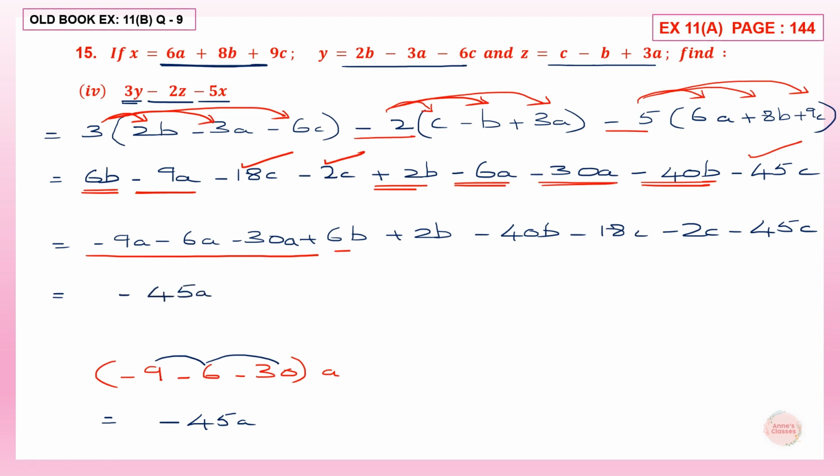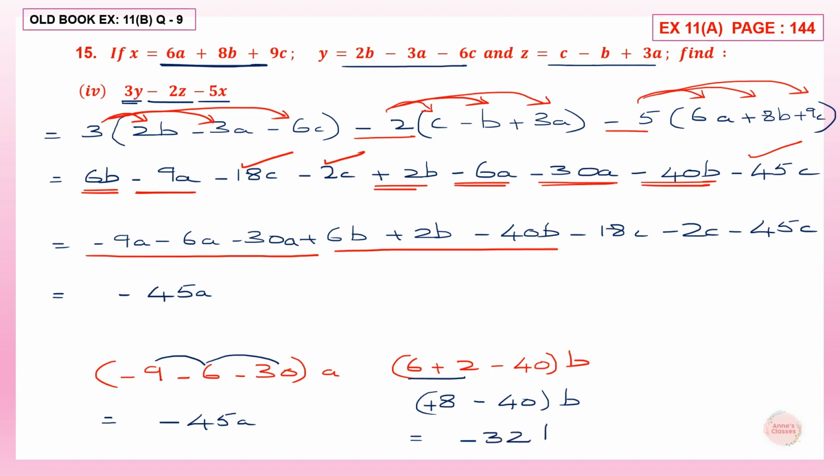Now let's go to the b's. 6 plus 2 minus 40, and all this is b. Now add up these numbers. 6 plus 2 is 8, and 8 minus 40b. So signs are different, isn't it? So we put the sign of the bigger number and we subtract, 40 minus 8 is 32. So that is minus 32b.